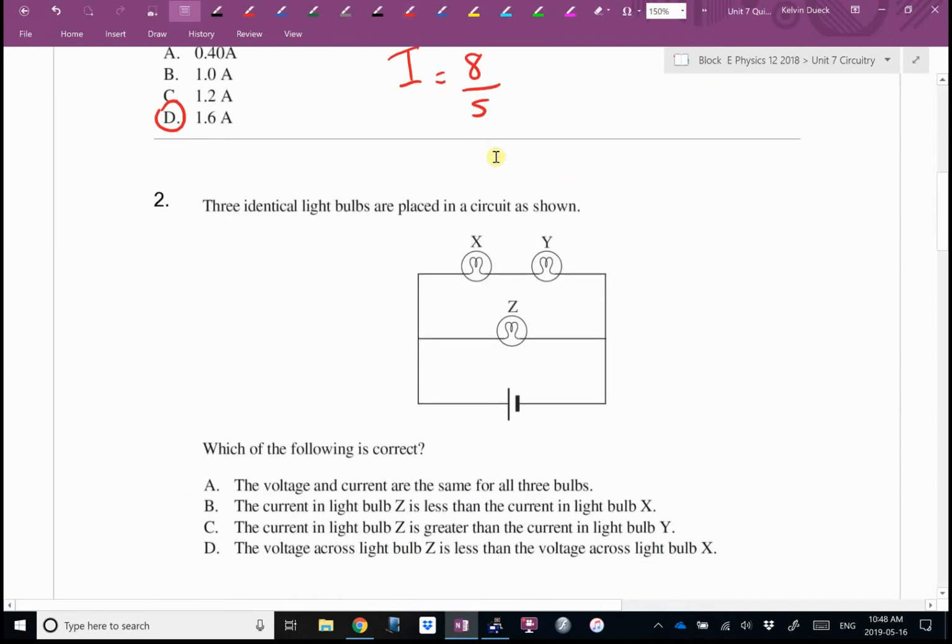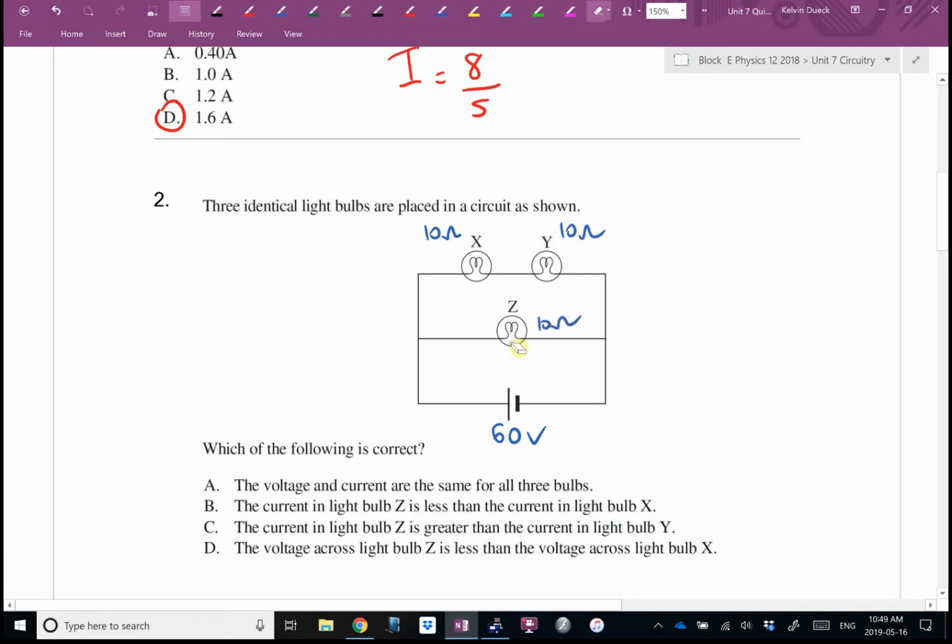Number 2, 3 identical light bulbs are placed, identical, same R. Which of the following is correct? The voltage and current are the same for all 3 bulbs. No. Blah, blah, blah. You know what? I could do this algebraically. I think I'm going to put some numbers on here. I'm going to let this be a lovely 60 volts. I'm going to let this be 10 ohms, 10 ohms, 10 ohms.